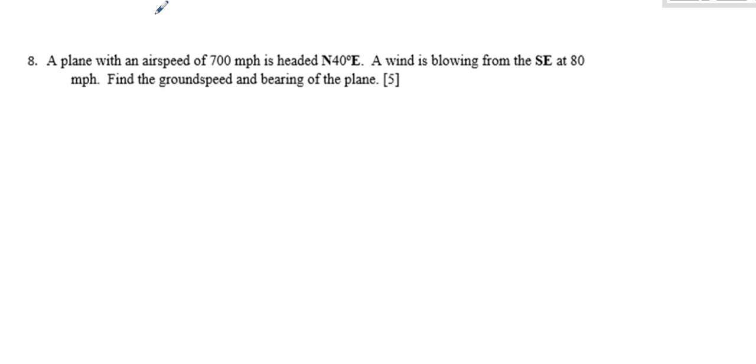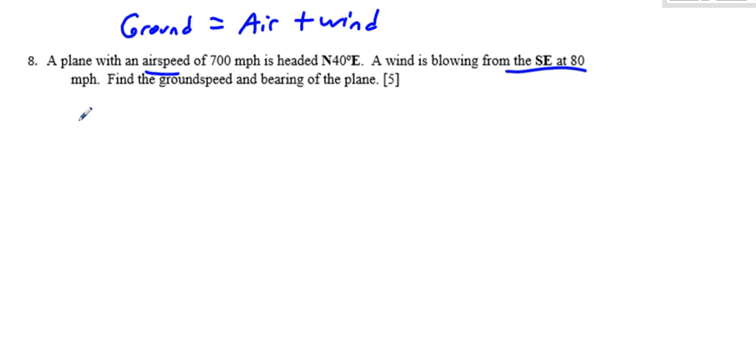So first basic thing you need to know about this is that ground speed equals airspeed plus wind speed. So in this case, we know the airspeed and we know the wind. This is worded very oddly. So we know the ground speed. So let's draw out the airspeed.